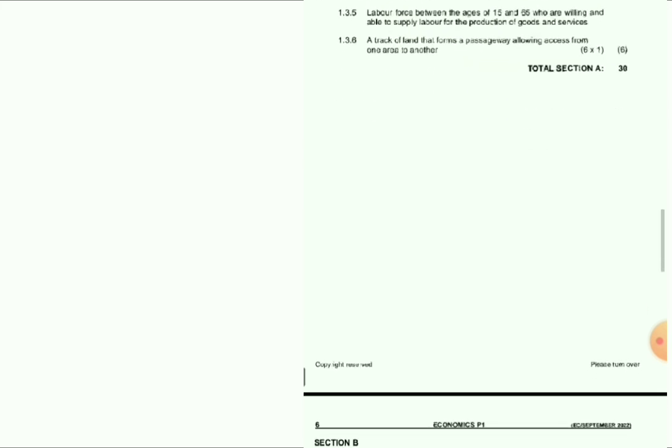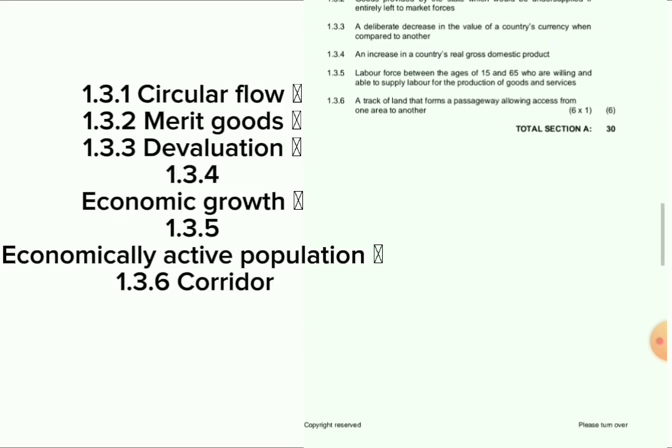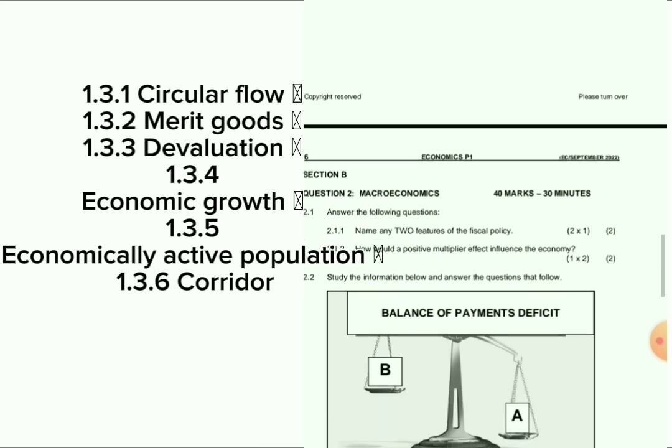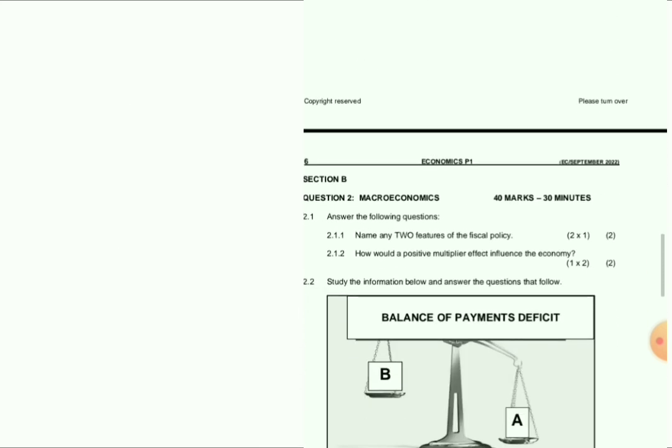So 1.3.6, which most of you won't get: a tract of land that forms a passage allowing access from one area to another. A tract of land. If you get this one, you actually studied, guys. That simply means you are on your way to success. It's corridor. You won't get this one without studying.